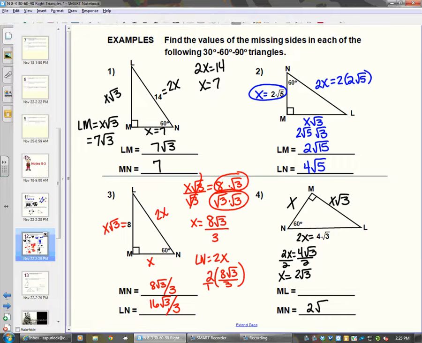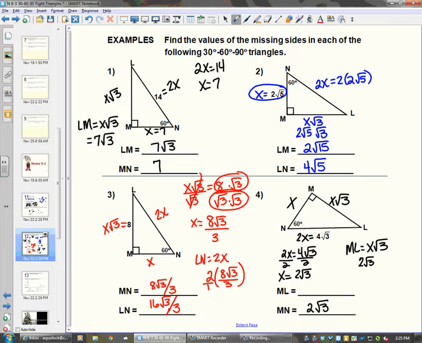Very good. So the only other side length I'm asked to find here is ML, which is given by x square root of 3, perfect. But what do I know x is? 2 square root of 3, so we've got x square root of 3, so 2 square root of 3, square root of 3. So what does that give me? 2 times what? 2 times 3, because square root of 3 times square root of 3 is just 3. So what's 2 times 3? 6. Questions so far?